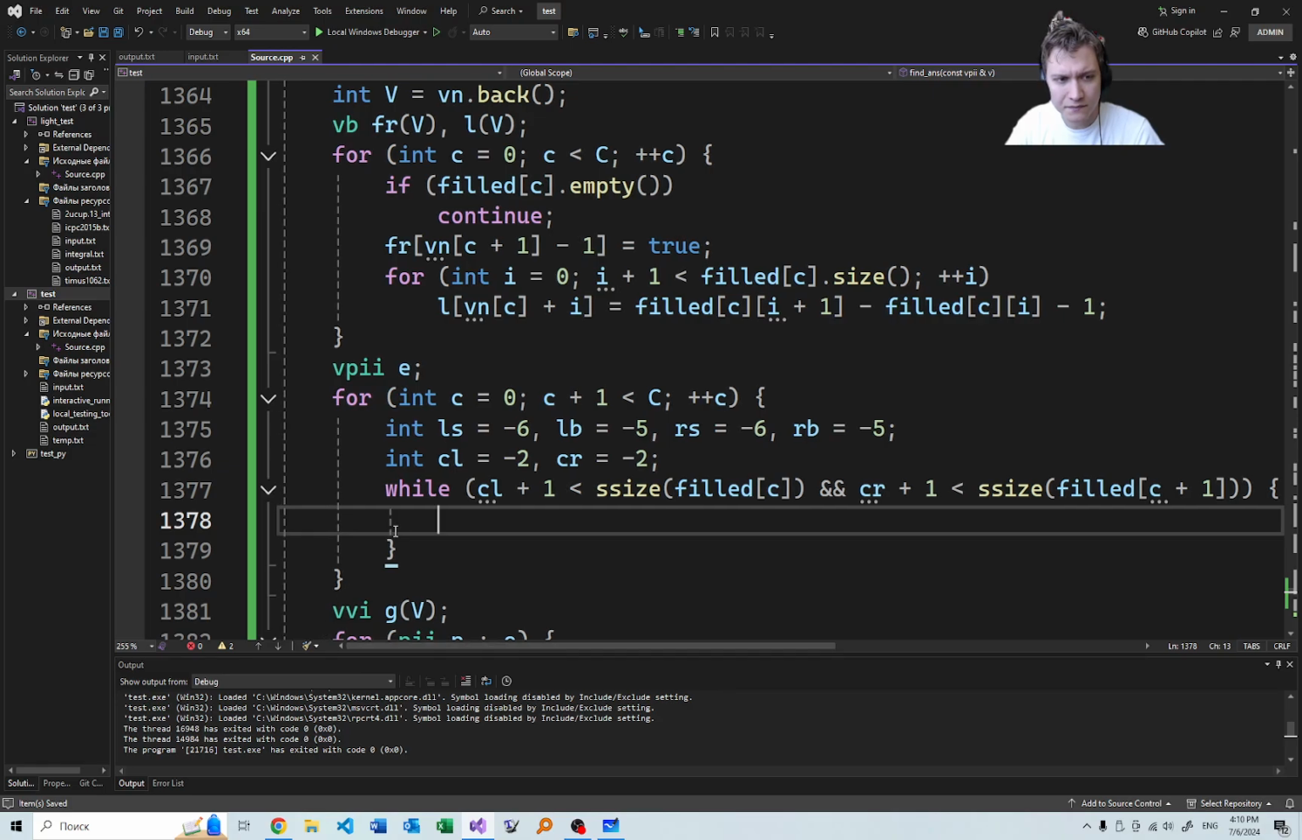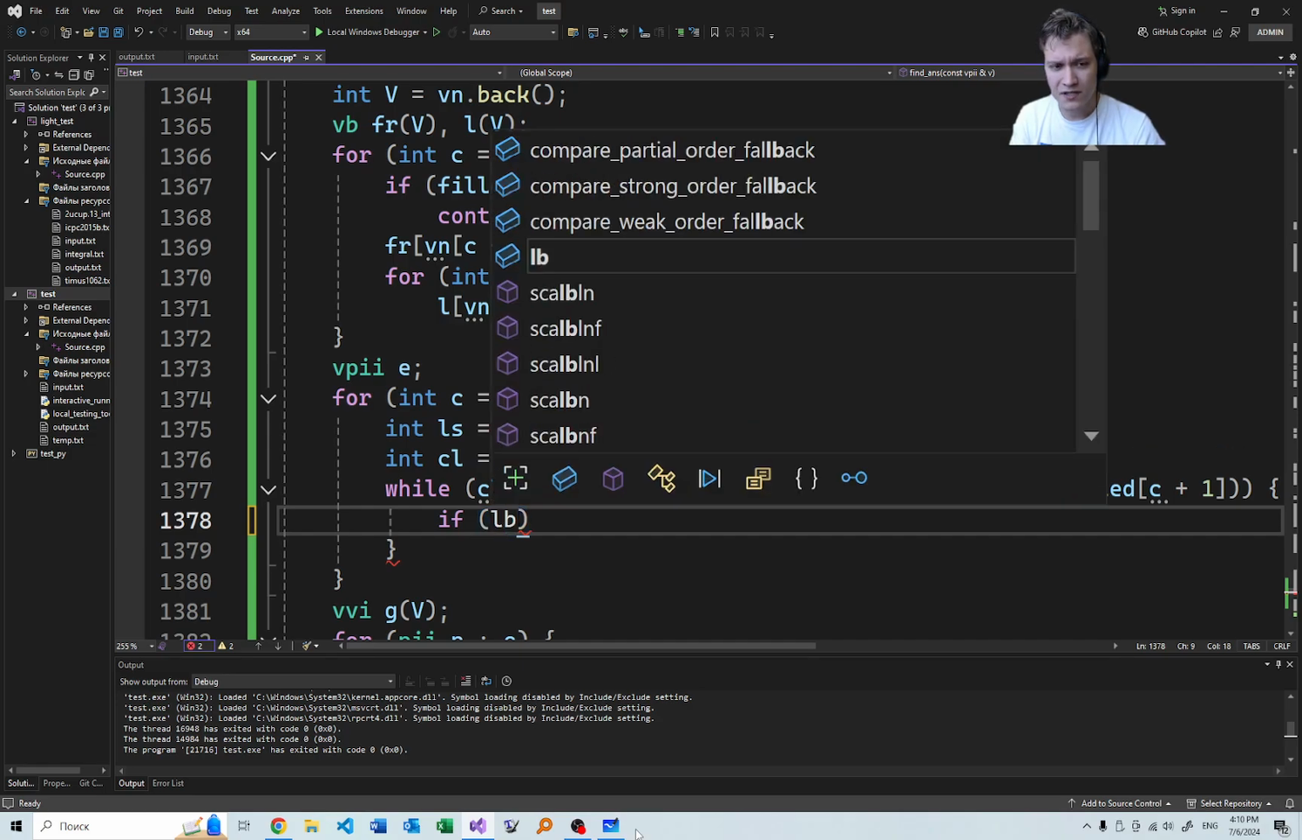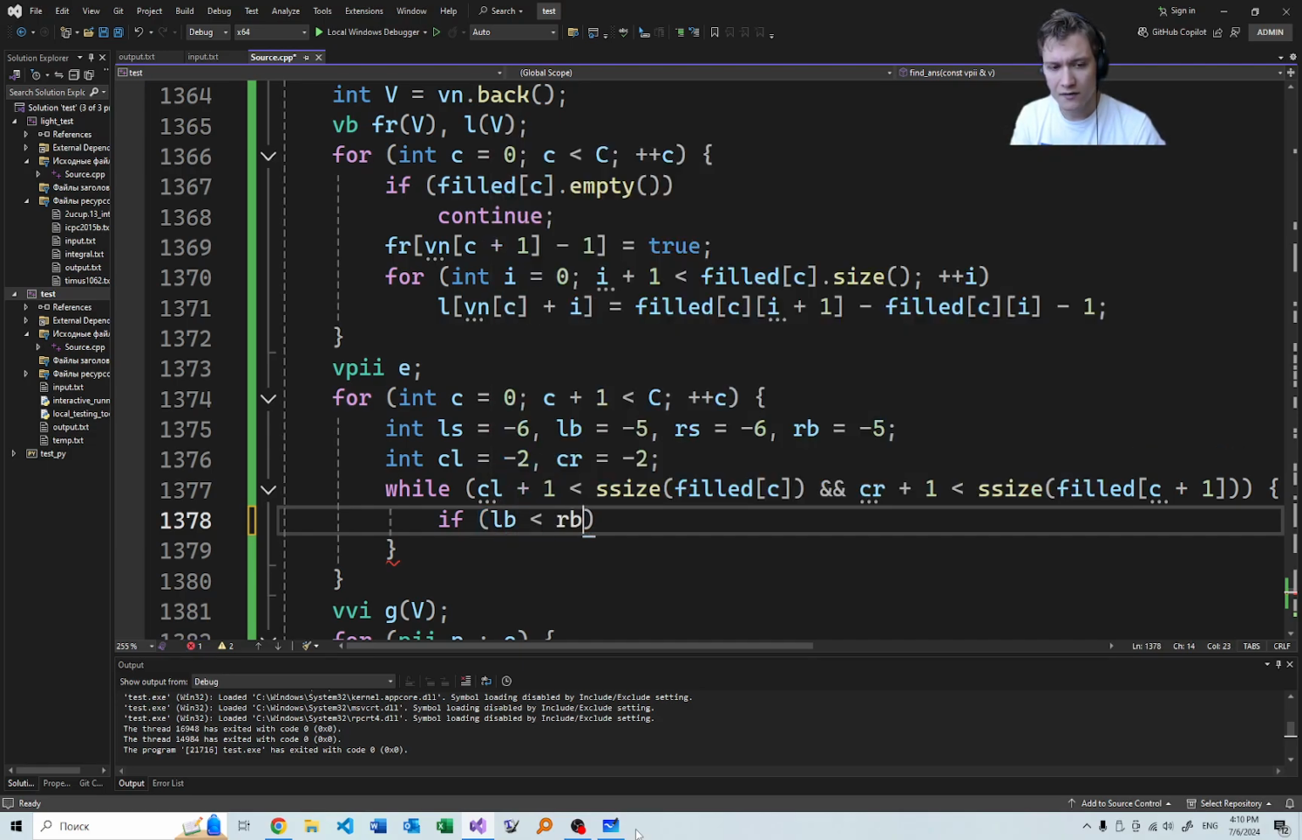Okay, I'm here. So we need to increase something. We have two segments. Probably. So if LB is less than RB, then we want to increase the left one. Otherwise, we want to increase the right one.